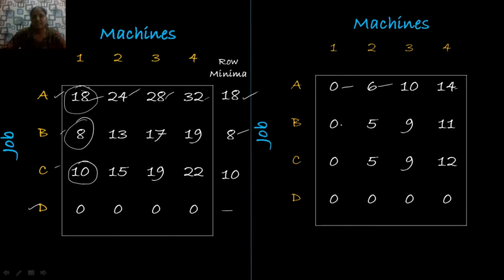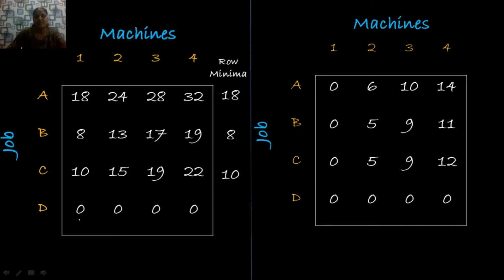So 8 minus 8, 0. 13 minus 8, 5. 17 minus 8, 9. 19 minus 8, 11. And if you subtract 10 from the third row, we get 0, 5, 9, 12. And write down the last row as it is. After subtracting the minimum elements from each row, let me now look at column wise too.